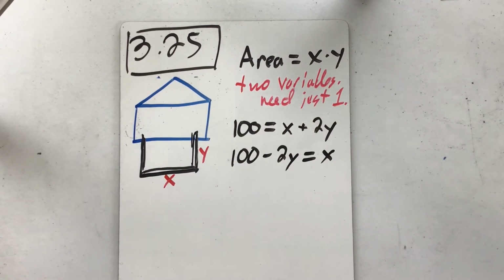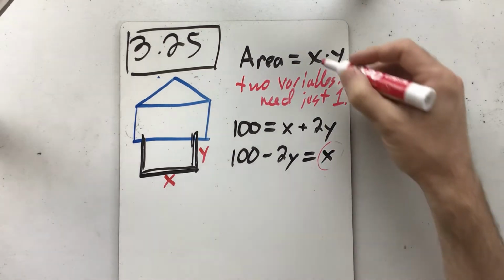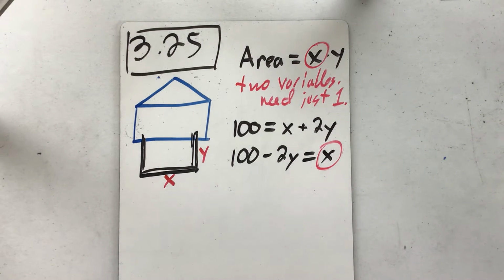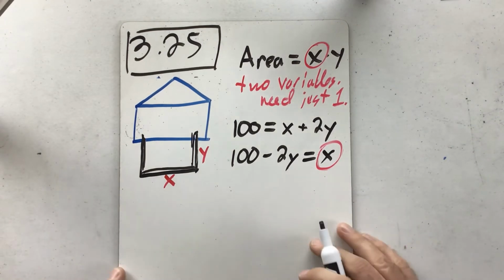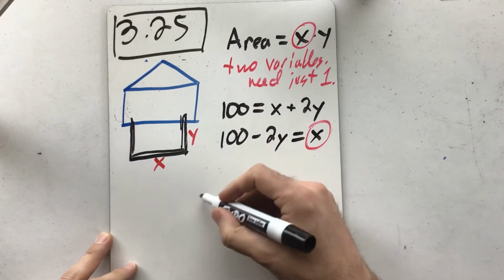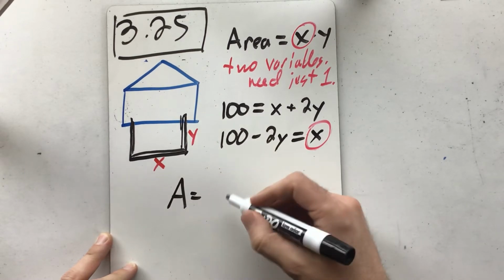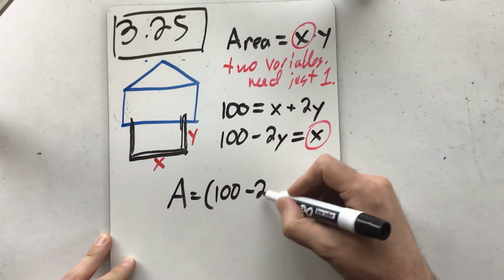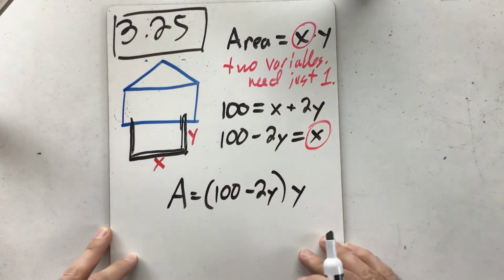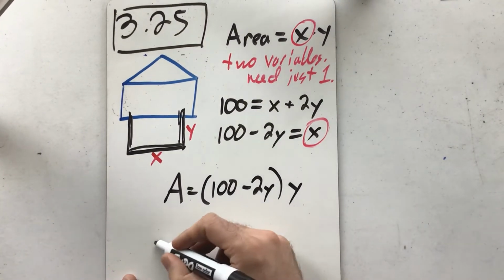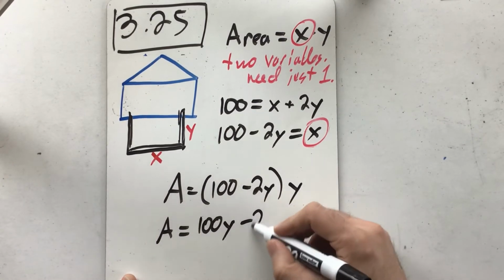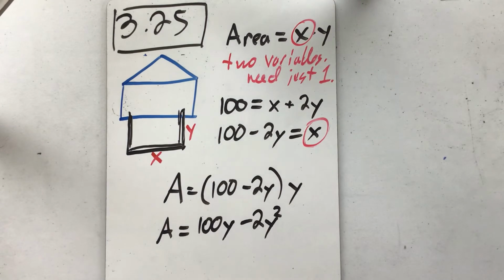And so I can now take this and substitute it right here and now have an equation that I can do a little bit of math with. So I'm ready to write the area is equal to, now instead of X times Y, it is 100 minus 2Y times Y. And my problem now becomes my area is 100y minus 2y squared. And I'm ready to start going about solving this problem.